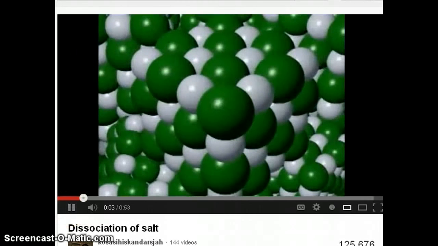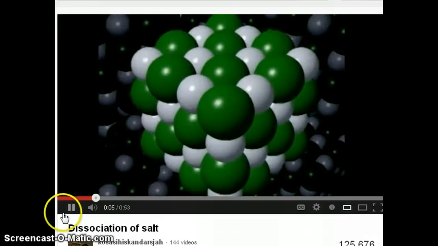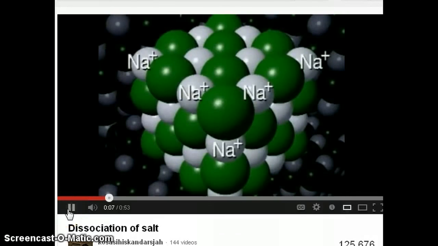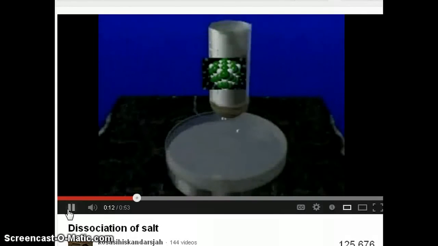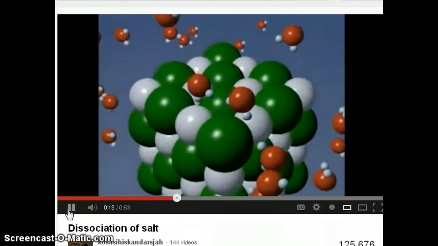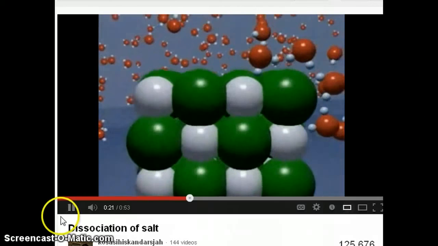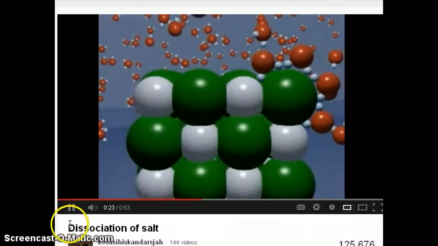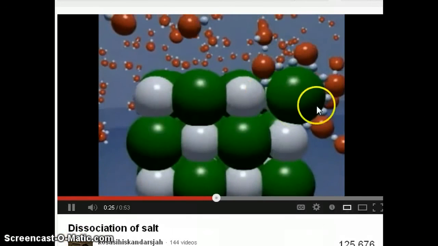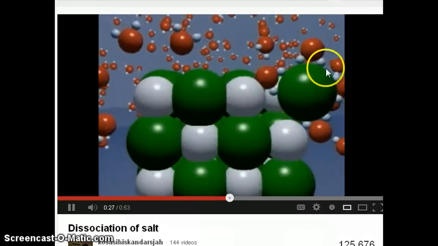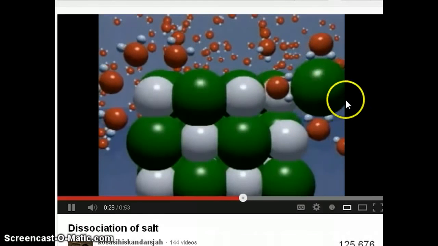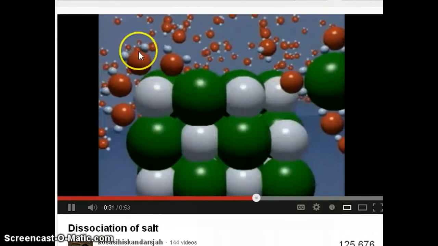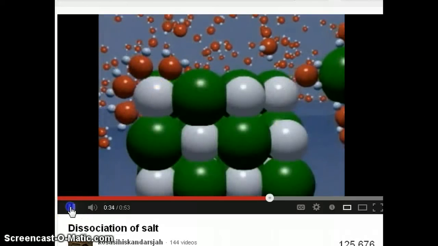Sodium chloride crystals are held together by attractive forces between the positively charged sodium and negatively charged chloride ions. When a crystal of sodium chloride is placed into water, the hydrogen ends of polar water molecules attract the negatively charged chloride ions and gradually surround them. Likewise, the oxygen ends of water molecules are attracted to and surround the positively charged sodium ions.